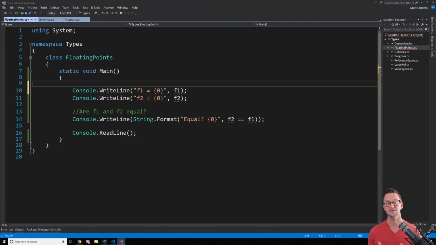So this is how floats work. Hopefully you learned a little bit from that. I know that it was a little bit complicated, but thanks for sticking with me, and be careful out there when you're floating.